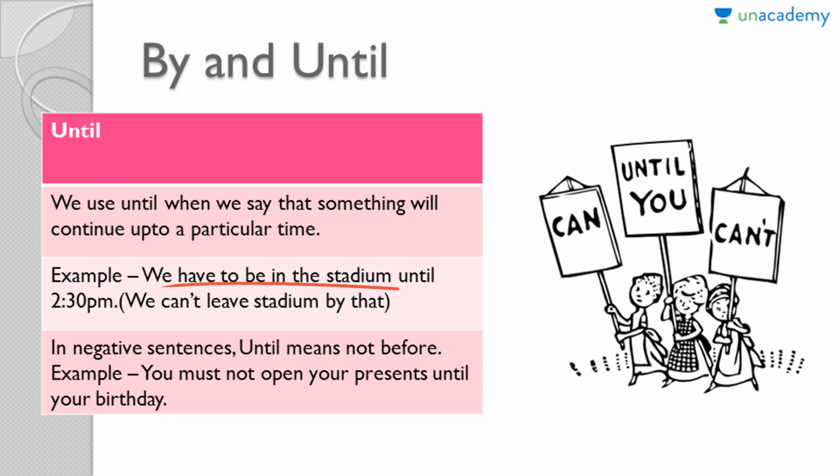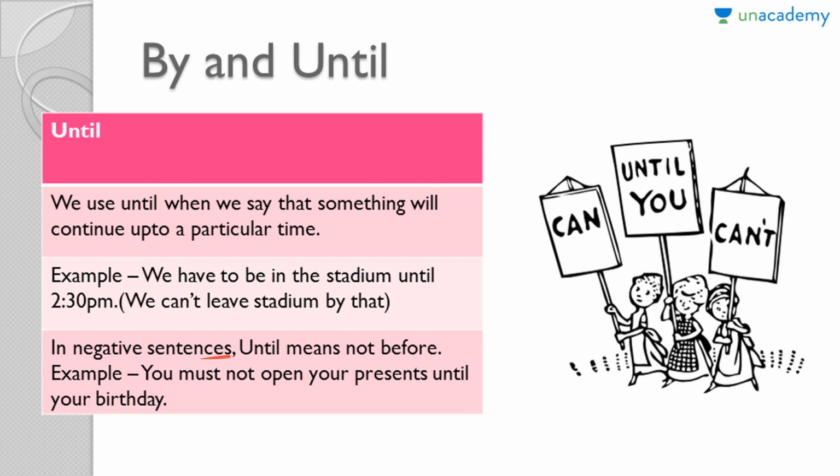जबकि if we are going to replace until with by, that is we are going to read this as, we have to be in the stadium by 2:30 p.m. इसका ये मतलब है कि हमें 2:30 तक वहाँ पहुँचना है. और दूसरे वाले का मतलब until वाले का मतलब है 2:30 तक हमें वहाँ रहना है. So you can see how the difference is made by using a different preposition. So how important it becomes to use the correct preposition at the correct place. If you're going to use by here, the complete meaning will be different. Actually, it will become the opposite of what you are trying to convey.